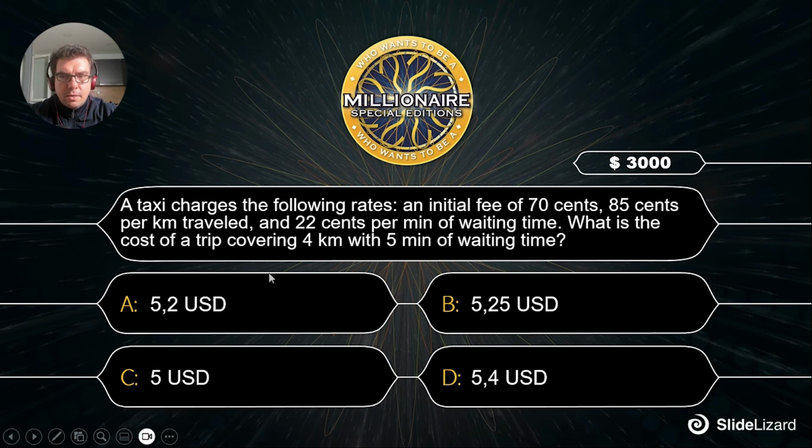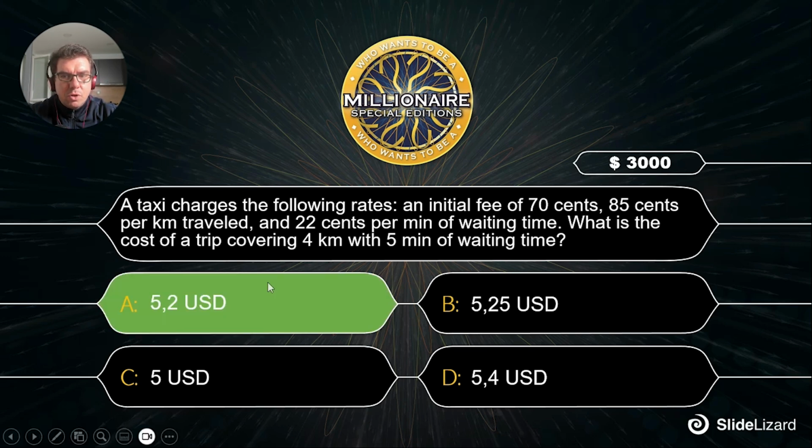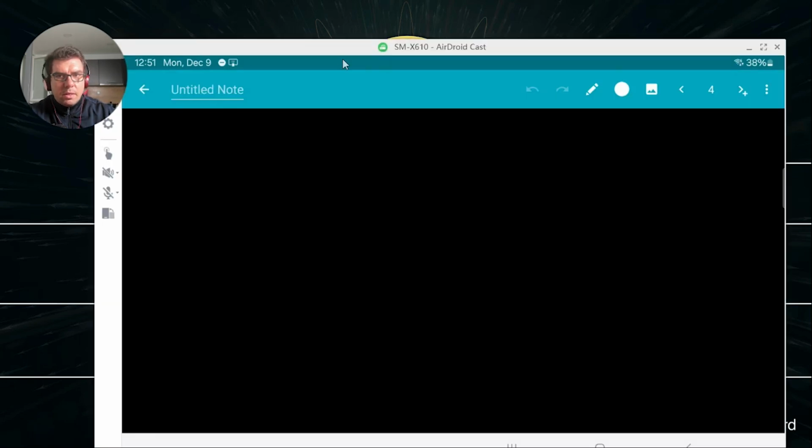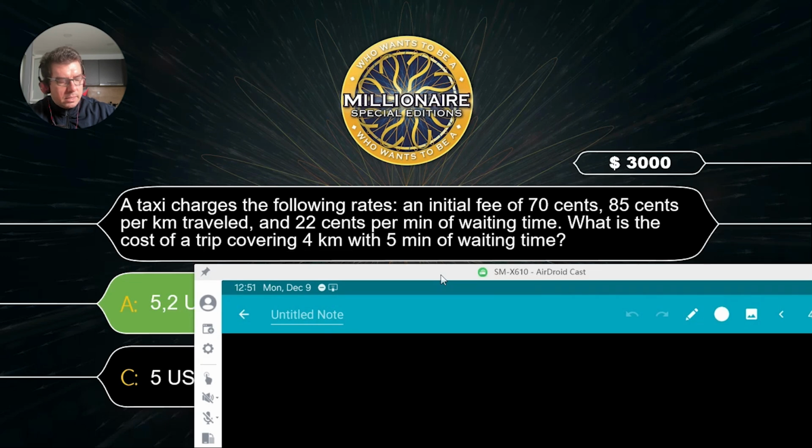Did you find A, $5.2? Let's work it out. The cost, let's denote the cost with C, will equal 70 cents, which is $0.7 as an initial fee, plus 85 cents, which is $0.85, times the kilometers traveled, because this is 85 cents per kilometer traveled.